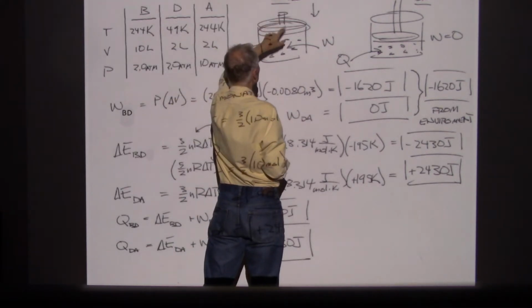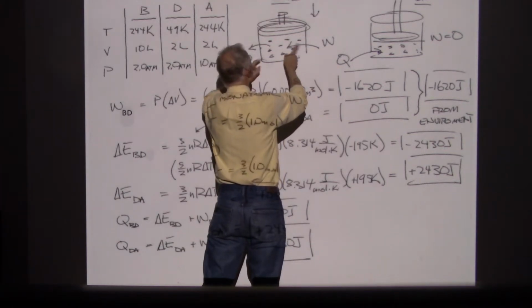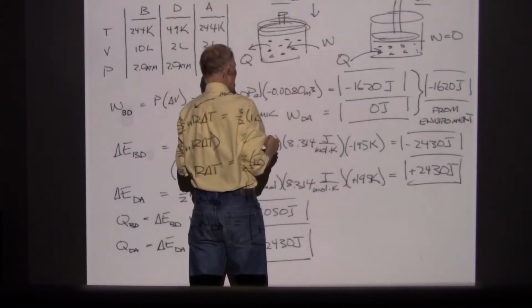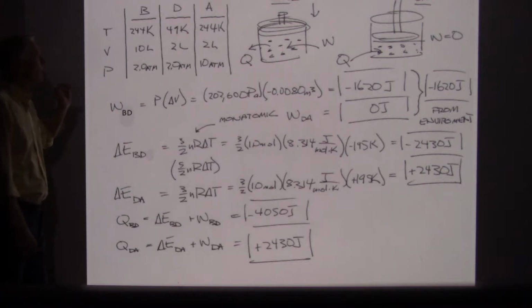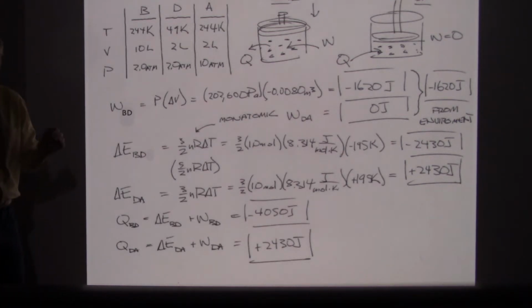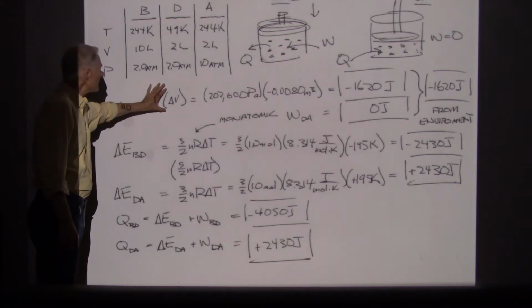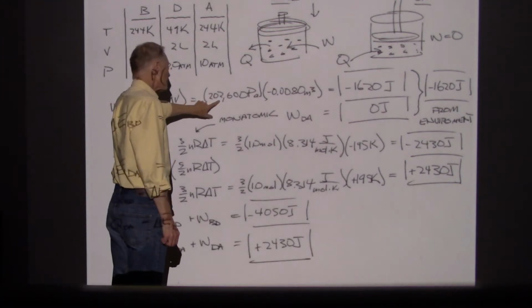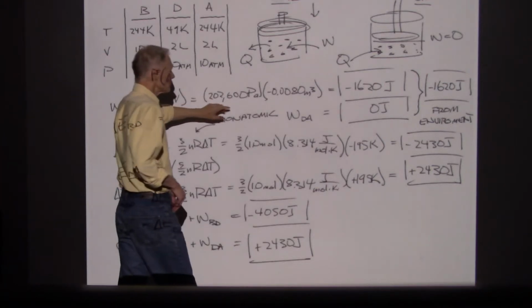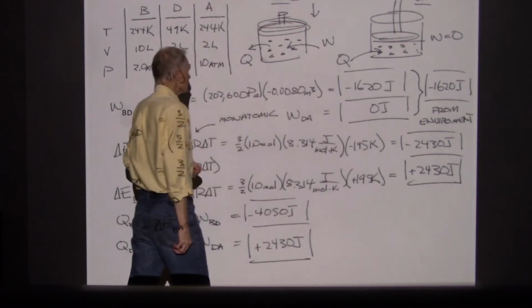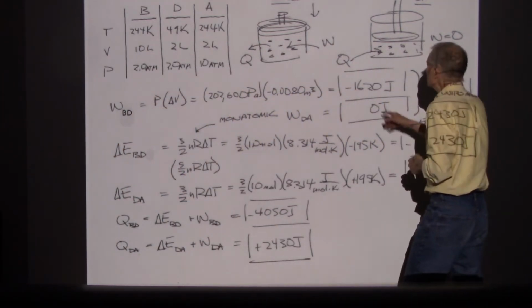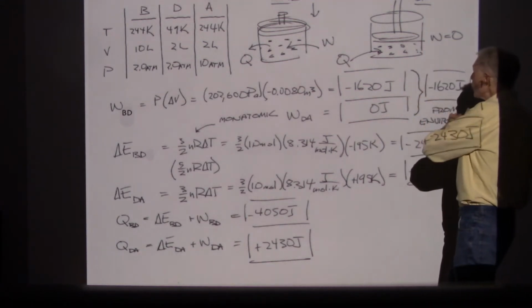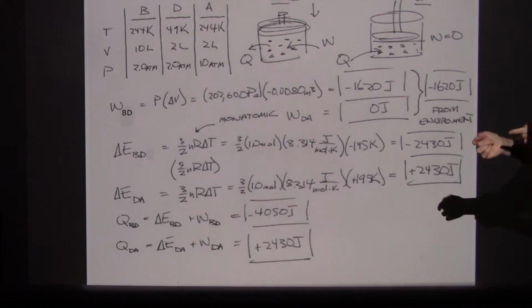So for process B to D, we're compressing the gas, but at the same time, the internal energy is dropping. So it must be we're losing a lot of Q. And if we use the formulas for a constant pressure process for work, that would be P delta V. Now this is at a pressure of 202,600 pascals, and the volume is decreasing. It comes out as a minus number, 1,620 joules, but remember, those 1,620 joules are going in because it's a compression. And that's why I have issues with these numbers.